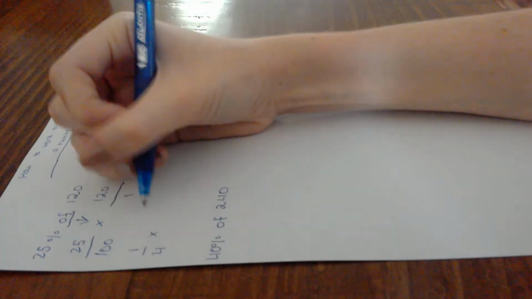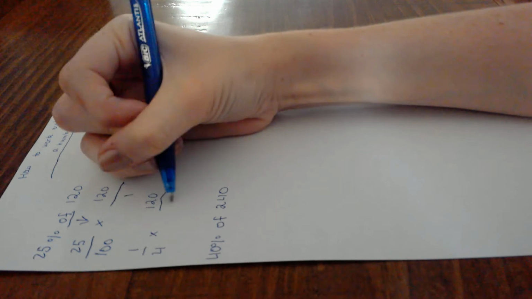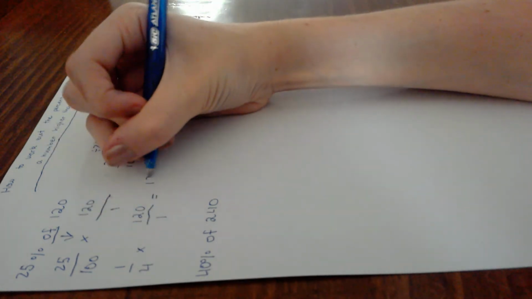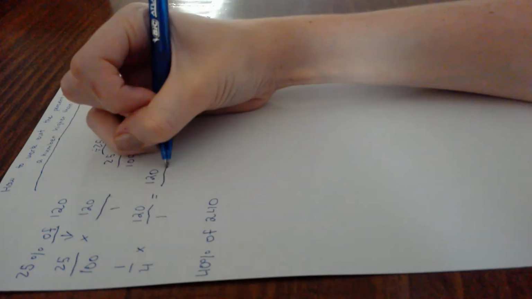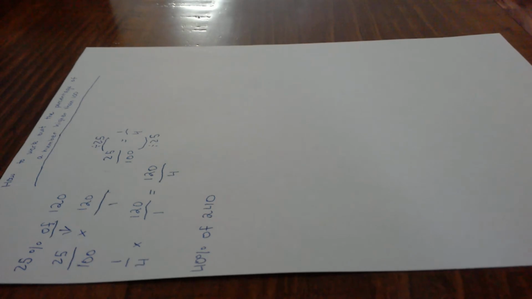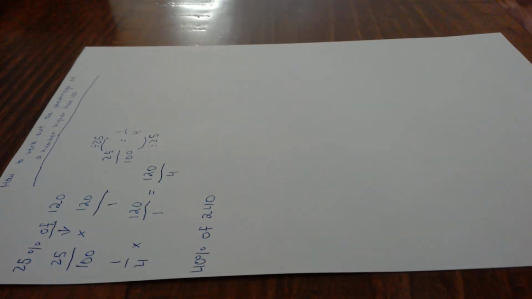So we can say 1/4 times 120 over 1. And remember, times means of. So when conducting this sum, 1 times 120 is 120, and 4 times 1 is 4. So 1/4 times 120 once is 120 quarters.